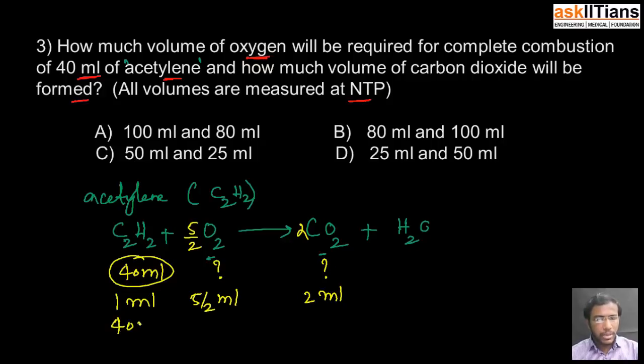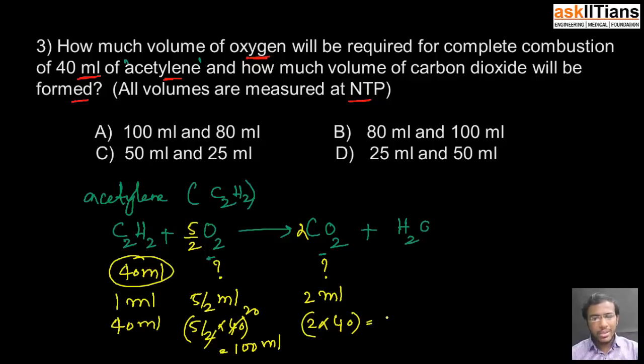But now we are taking 40 ml. If you take 40 ml, how much oxygen is required? That is 5/2 into 40 ml required, and 2 into 40 ml will be formed. So 5/2 into 40 is how much? 5 times 20 is 100 ml, and 2 into 40 is 80 ml. So this is the volume of oxygen required and this is the volume of CO2 formed. So it is option A that is correct.